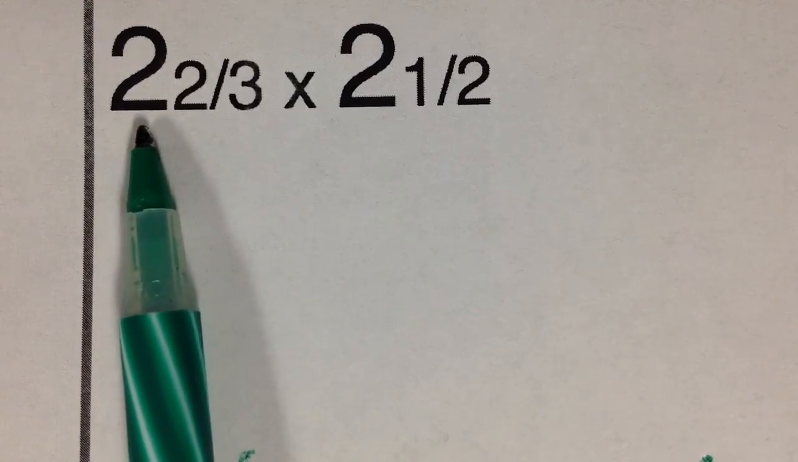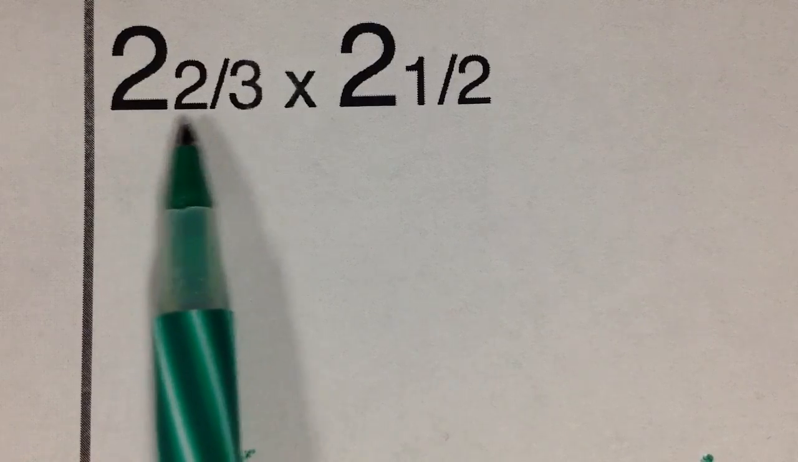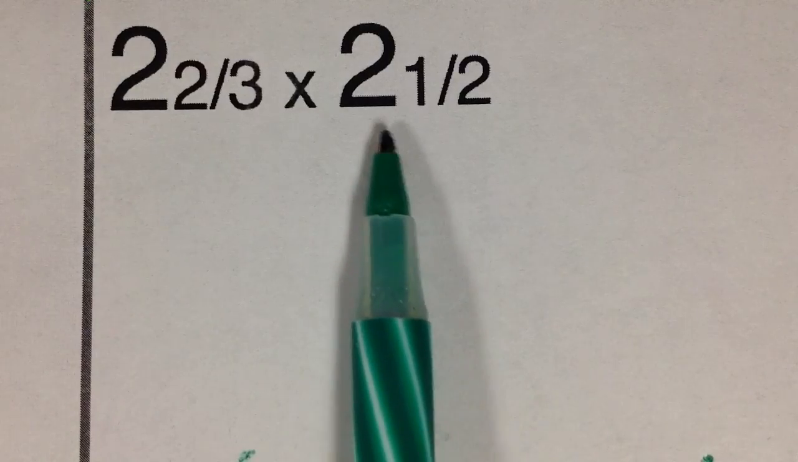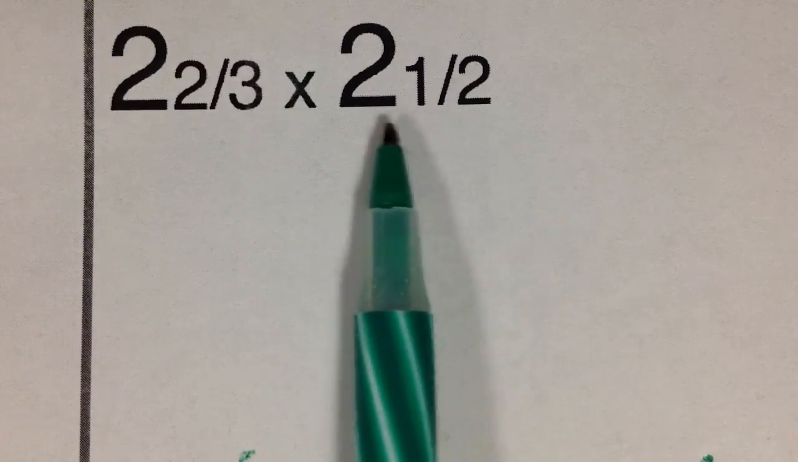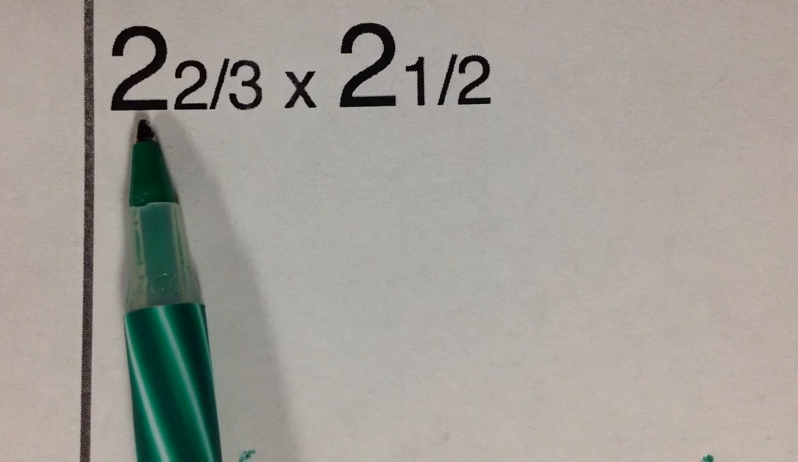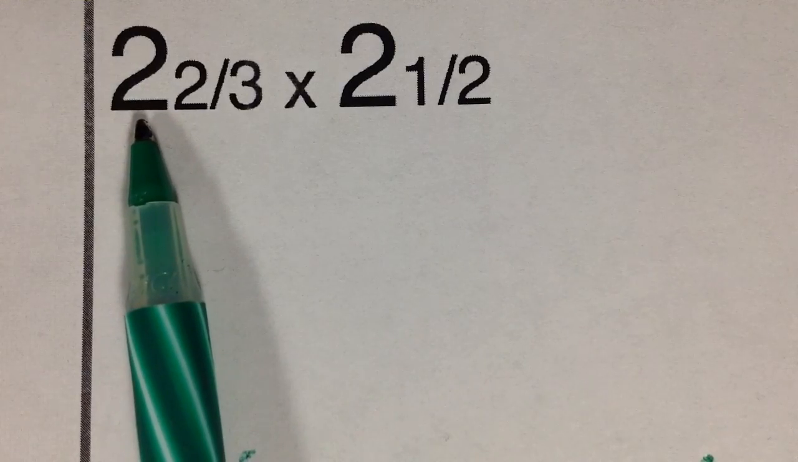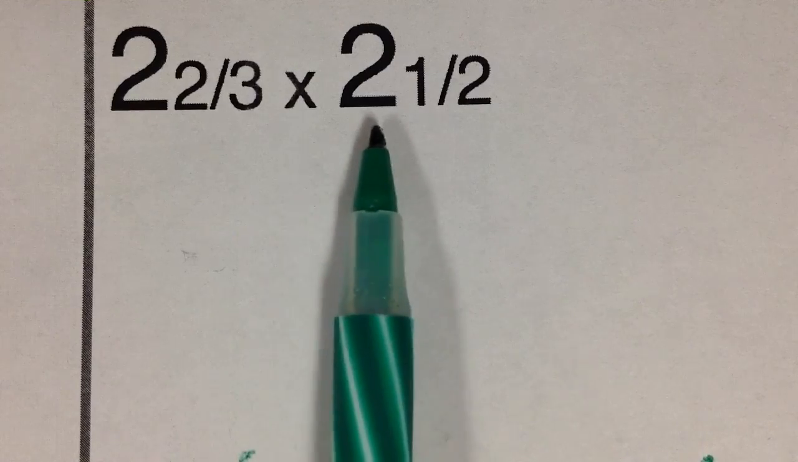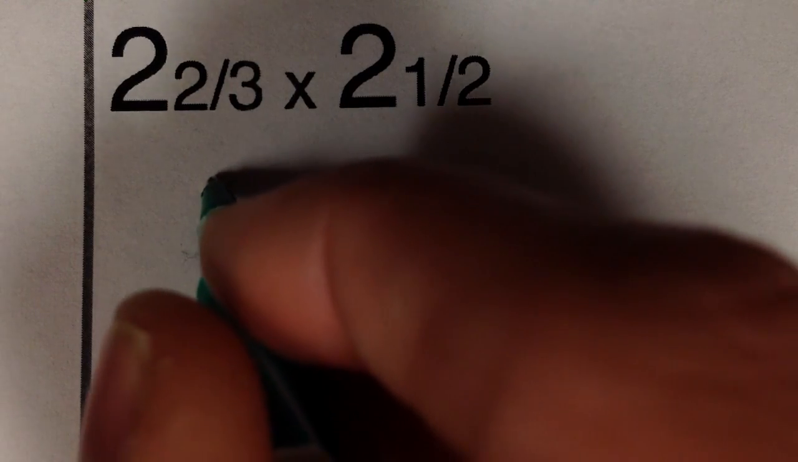Now, I need an array that is 3 rows tall in order to be able to model 2 2/3. And I need one that is 3 columns wide in order to be able to model 2 1/2. So you look at the whole number and you increase the number by 1 when you make your array. So I'm going to do 1 more than 2 here and 1 more than 2 here, which means a 3 by 3 array. I'm going to go ahead and create that now.